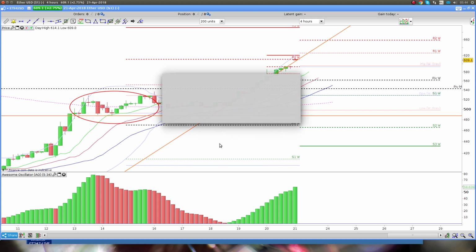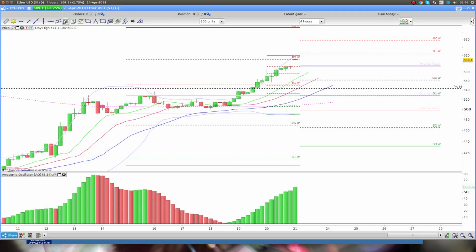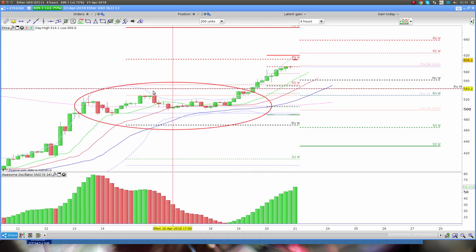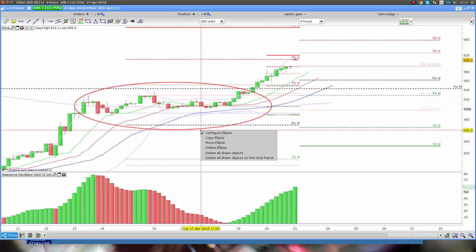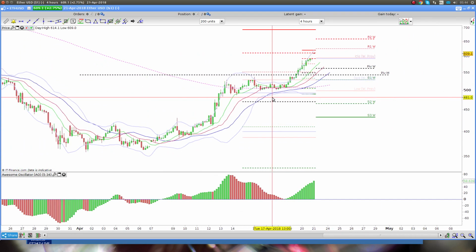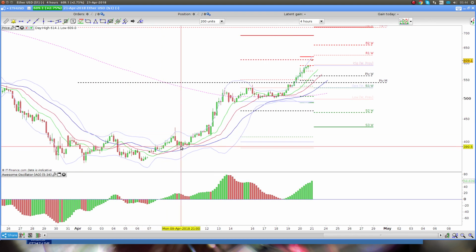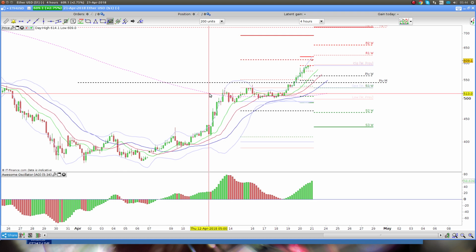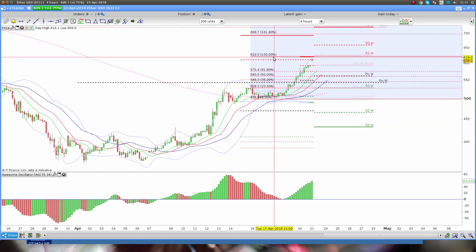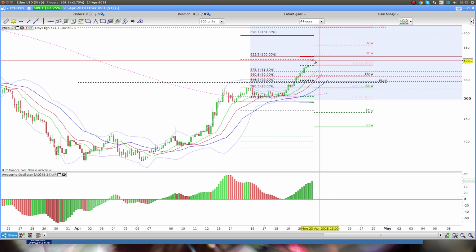Let's just delete all drawn objects. So what you're looking for really is this kind of thing, where it consolidates. Now the last thing on this. Okay, so there are three possible scenarios here, and I'm going to take the most logical one, which is this one here to there. So our target here is 622.5. Okay, so that's an area.